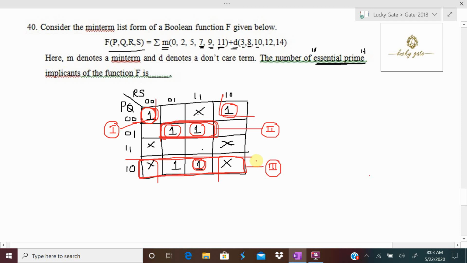The question is the number of essential prime implicants. A prime implicant is essential if it is covered by only one prime implicant, not by multiple prime implicants. That is the answer for the question. The answer is three prime implicants. What were the three? I have marked them here: this is 1, this is 2, and this is 3. So in total we have 3 prime implicants, and the answer for the question will be 3.